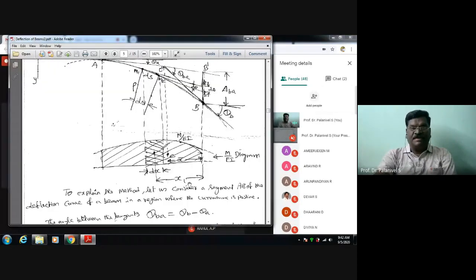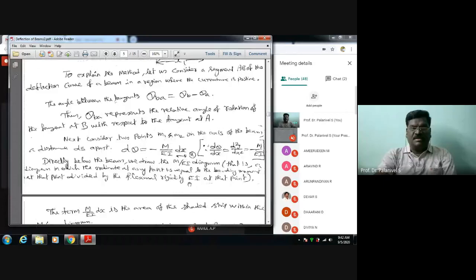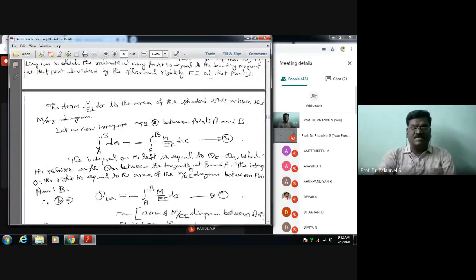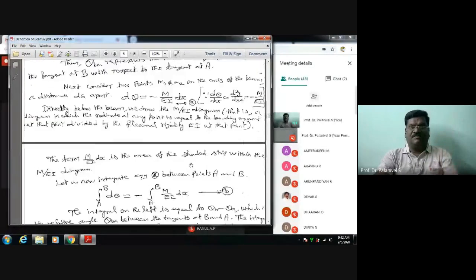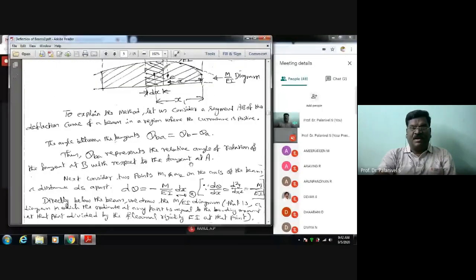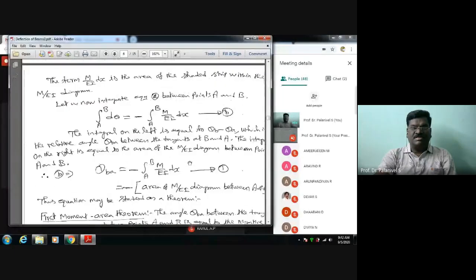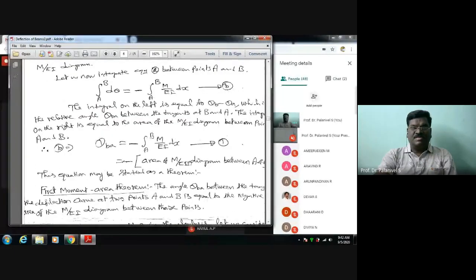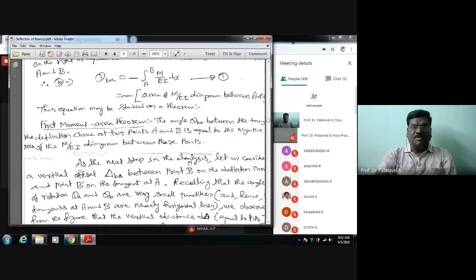Next, we are going further. Up to this I discussed in the last class. Just now I explained it briefly. Yes, last class I explained; we went through all this paragraph, read each and every sentence, and we are just refreshing. So next I am going to the second moment area theorem.